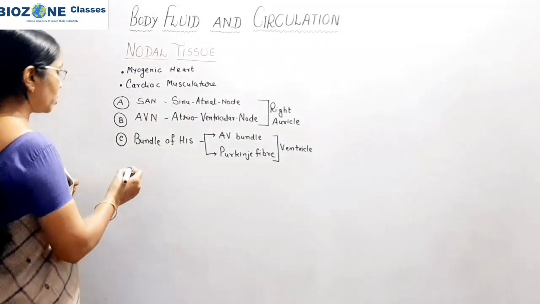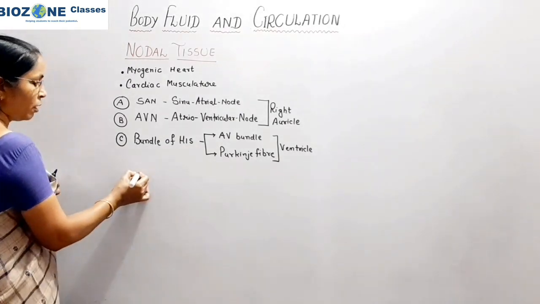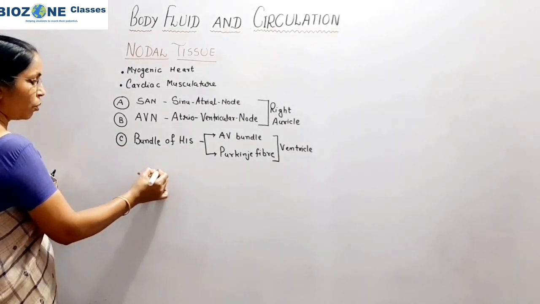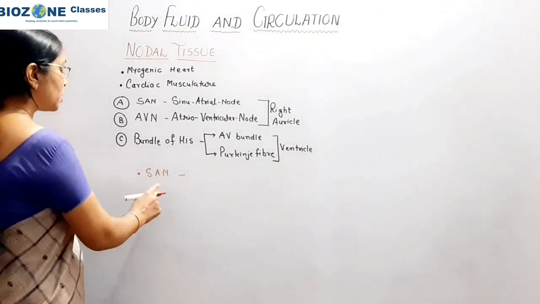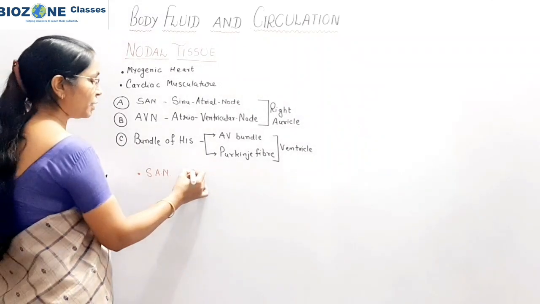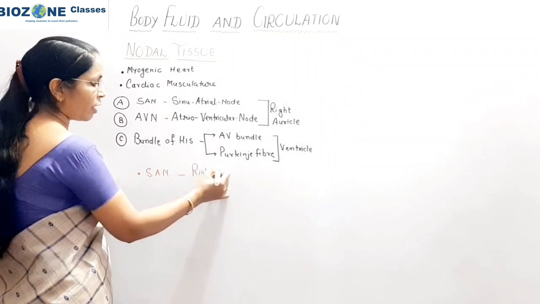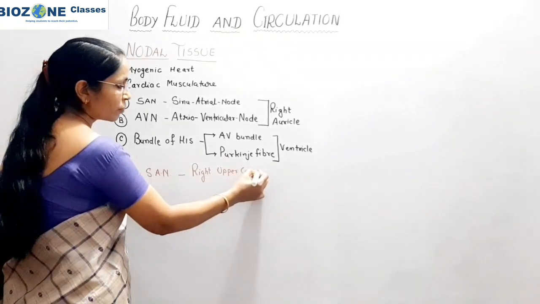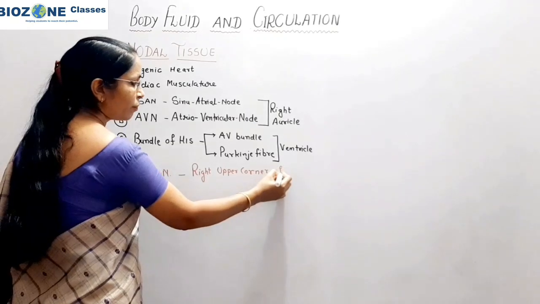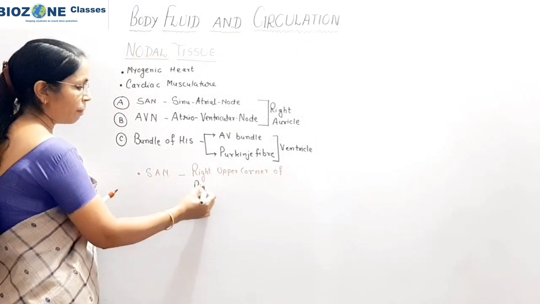When we study the sinoatrial node, one most important thing to remember: what is the position of the sino-auricular or sinoatrial node? The sinoatrial node is present in the right upper corner of the right auricle. Remember this very well.